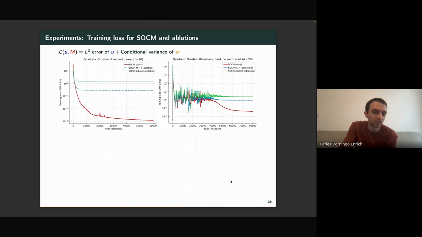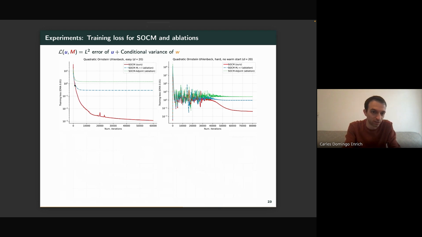Okay, so these are some metrics. And going back to having a bit more understanding of our method, remember that our loss was the sum of the L2 norm of U plus the conditional variance of the matching vector field W. So what these plots are showing are basically the training losses for SOCM, so that's our algorithm where we're actually training M. Then the SOCM ablation, where we set M to be constant. And SOCM adjoint, which is another ablation of ours.